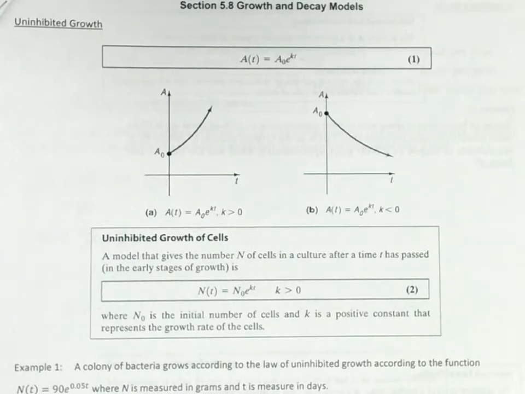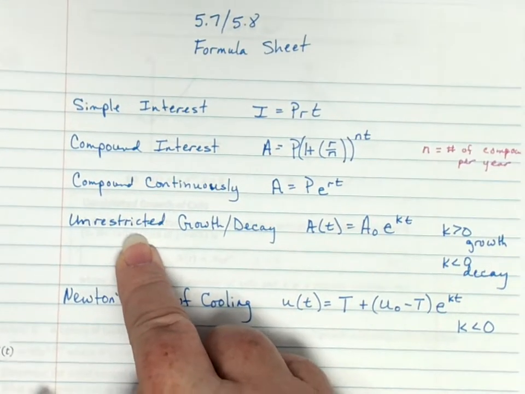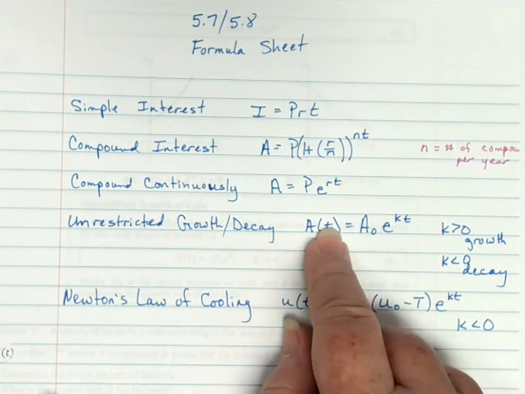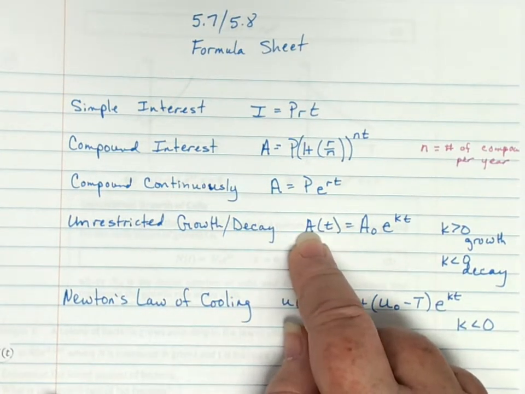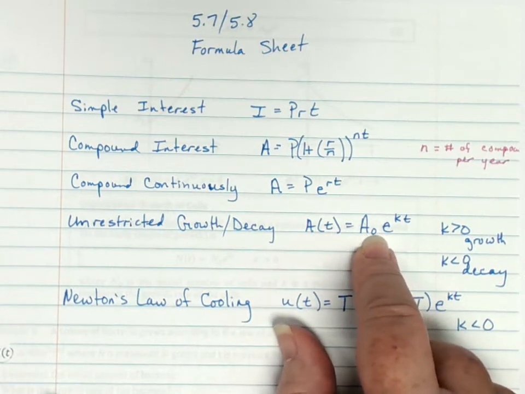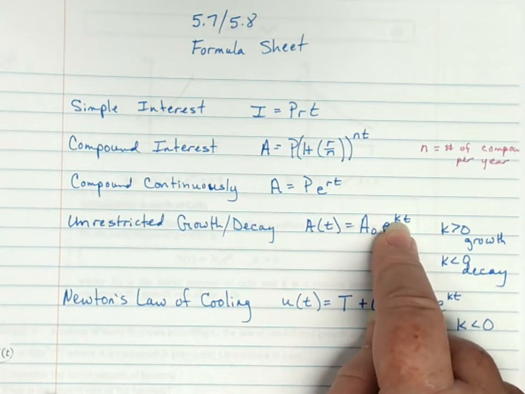Now we're looking at the unrestricted growth and decay models, and that's going to come in this formula, unrestricted growth and decay. So let's talk about what these things represent. A as a function of t, that means the amount that I have as a function of time, is equal to the amount that I started with, A sub 0, times the number e raised to the k times t.